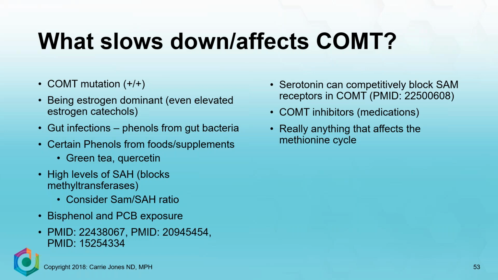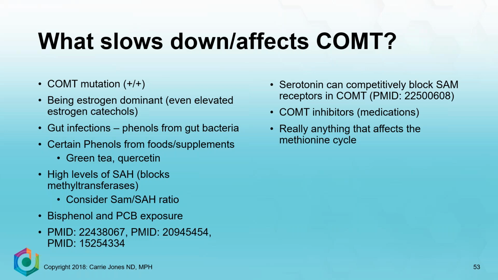High levels of SAH, so SAM is of course one of the cofactors for COMT. SAM goes out, donates its methyl group, and comes back as SAH. And if SAH is too high, it will block all the methyltransferases. So some people are doing the SAM-SAH ratio to see what's going on. Chemicals, the bisphenols, so BPA, BPB, and all the other BPs they're not telling us about, and PCB exposure have been shown to slow down COMT.